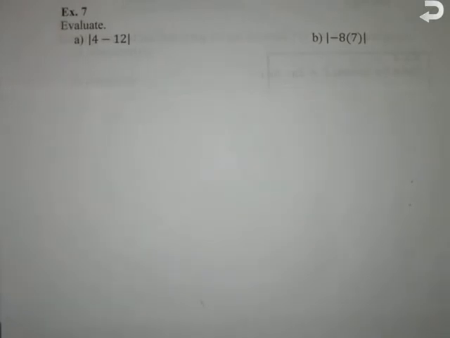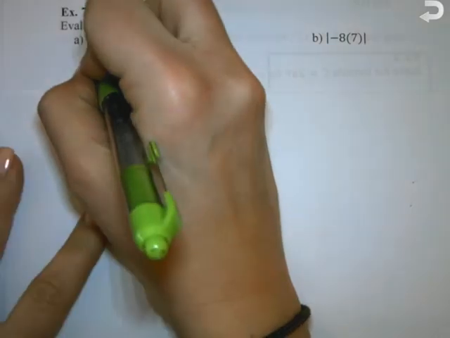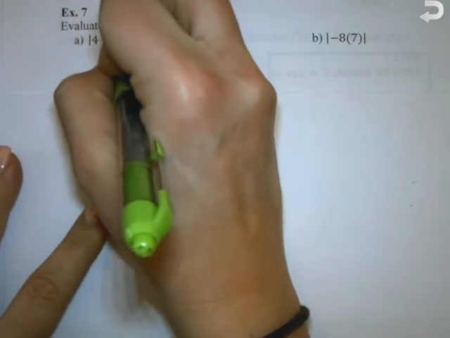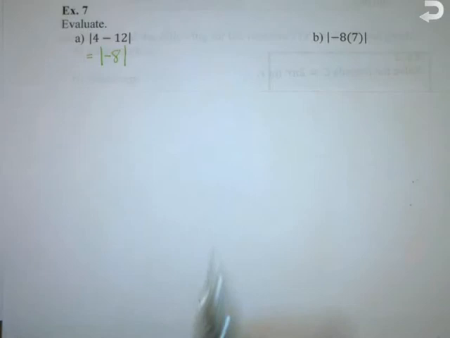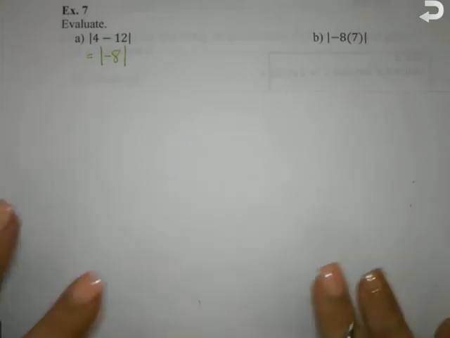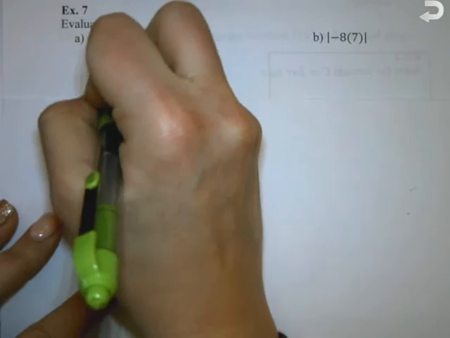So I have 4 minus 12. What's that going to give me? -8. So our next step would be to write the absolute value of -8, or equals. How about we do equals? And then we can do the absolute value part. So what's the absolute value of -8? Positive 8. That's all I want you to do. So really quick, do part B.